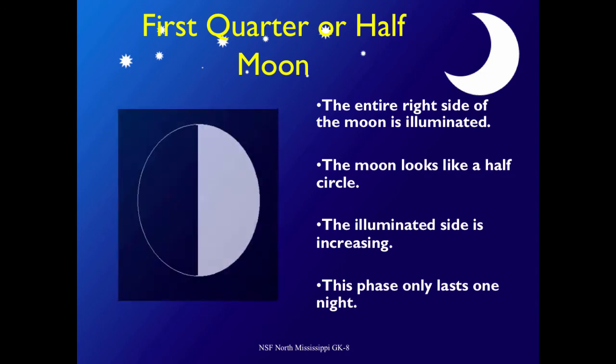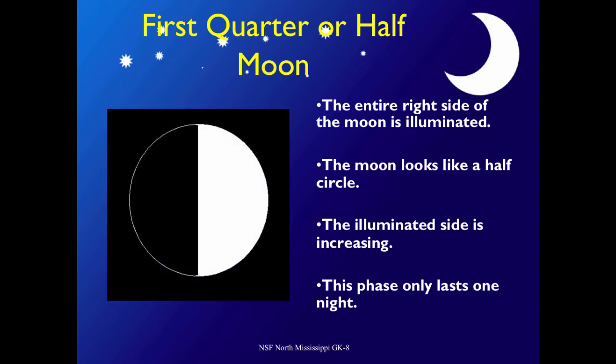Then you have your first quarter. Remember the light's on the right, and it's exactly half of the moon lit up. Okay, and so this phase only lasts one night, because once it starts to grow a little bit and becomes more than half a moon, you've moved into the waning gibbous. So draw this one next to the first quarter.